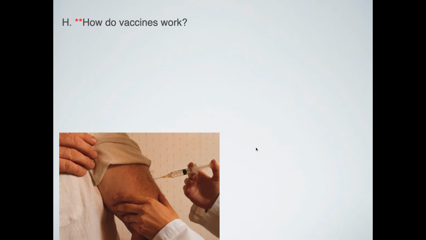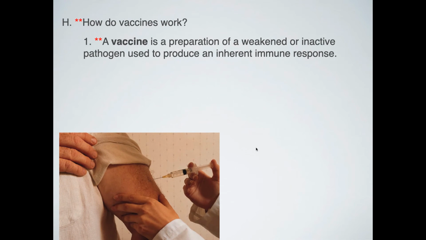Now, how do vaccines work then, right? We're talking, obviously, vaccines have been a huge deal recently. Generally speaking, vaccines are preparations of either weakened or inactive pathogens used to produce an inherent immune response. Weakened meaning they can't really infect you. Inactive meaning that it's sometimes only a part of them.